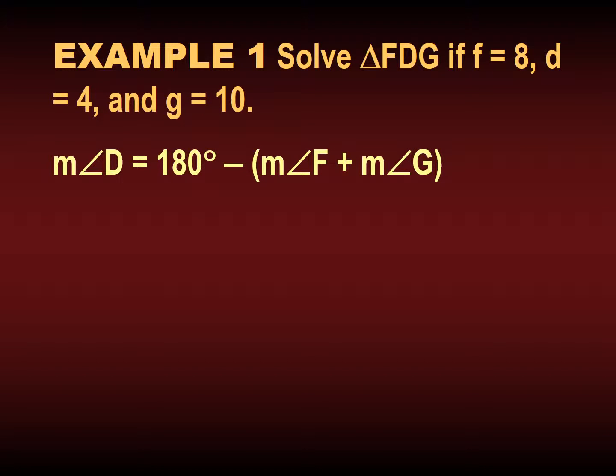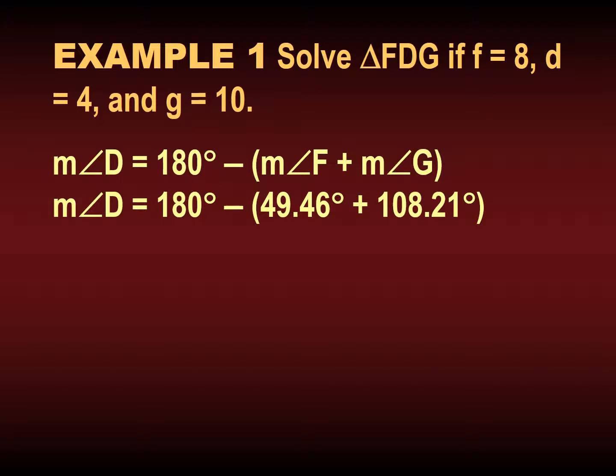Last thing I need to do is solve for angle D. Well, I know the entire triangle adds up to 180, so if I do 180 minus angle F plus angle G, then I can figure out what angle D is. So F was 49.46 and G was 108.21. I add those together and I get 157.67.